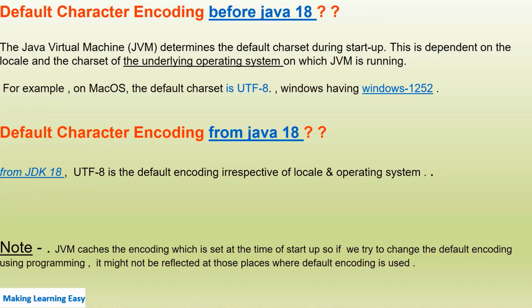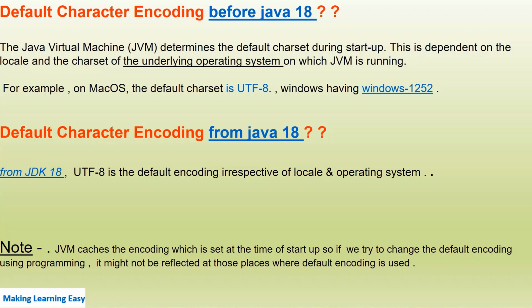Now let's see what the default character encoding is. We will see two cases, one before Java 18 and another from Java 18. The default encoding is the one which is set at the time of JVM startup. Now let's see the first case. Before Java 18, the default encoding scheme is dependent on the locale and character set or character encoding of the underlying operating system on which the JVM is running.